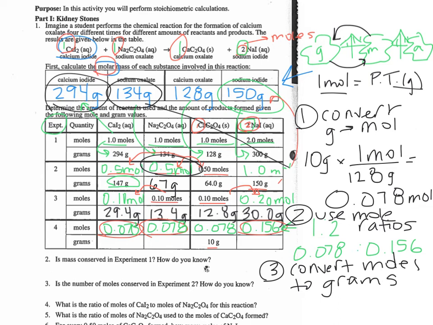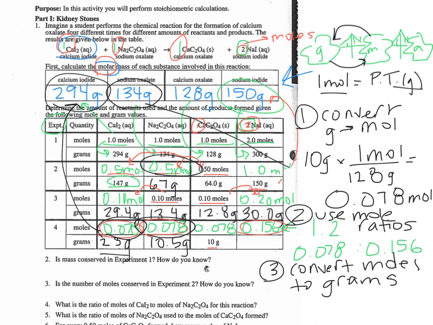That's our third step. Okay, so for calcium iodide over here, we're going to take our 0.078, multiply that by our molar mass of 294, and we'll get 23 grams. So down here is 23 grams. We'll do the same thing with the guy next door. So 0.078 moles times 134 grams will give you 10.5 grams.